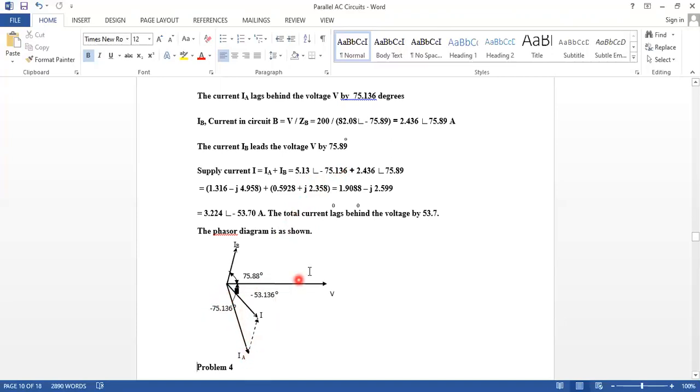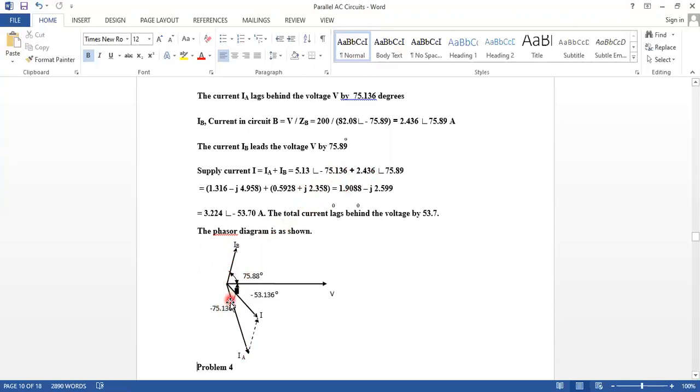Next, the IB value is 2.436 at an angle of 75.89. Now observe that it is a positive angle, so it should be above V. And one more thing you observe, see the magnitude also. The IA magnitude is greater than the magnitude of IB. It is 5.13 for IA and 2.436 for IB, almost half, right? So you should draw a lengthy vector for IA and a small vector for IB. That also should be proportional. Though you are not drawing with the exact dimension, at least it should look proportional.